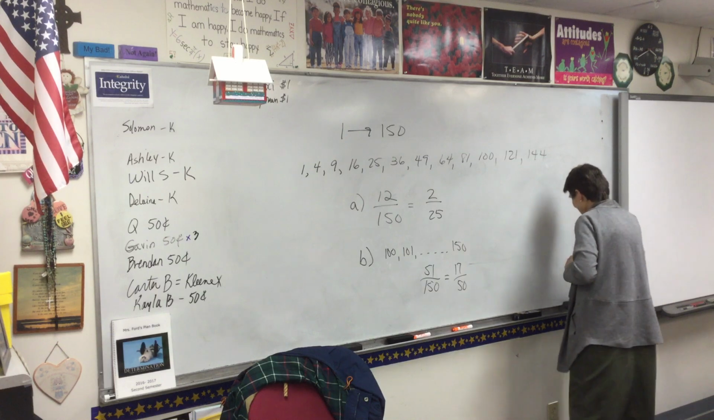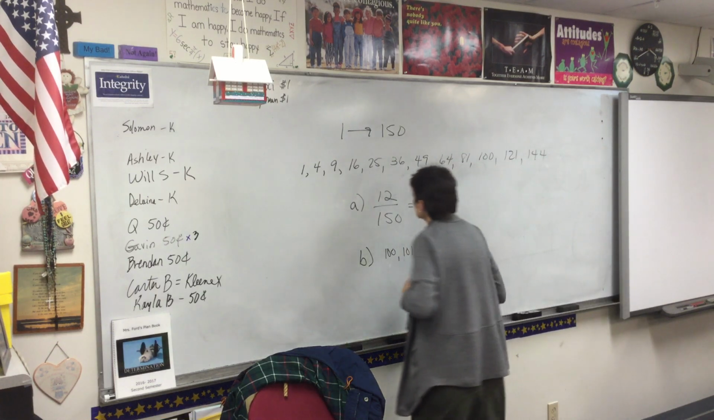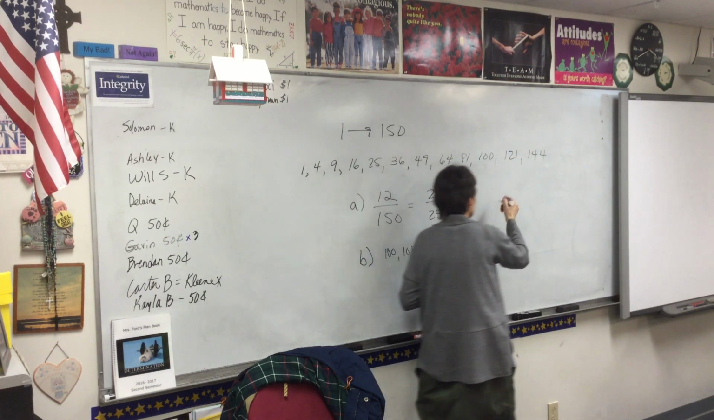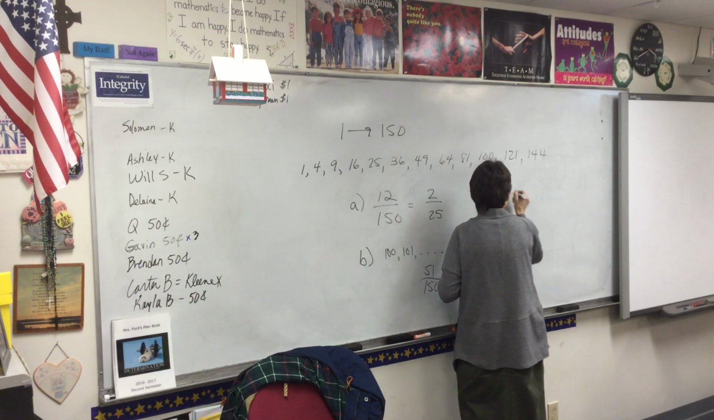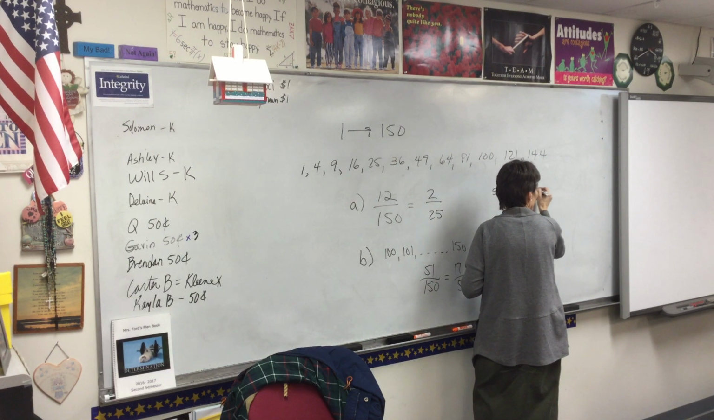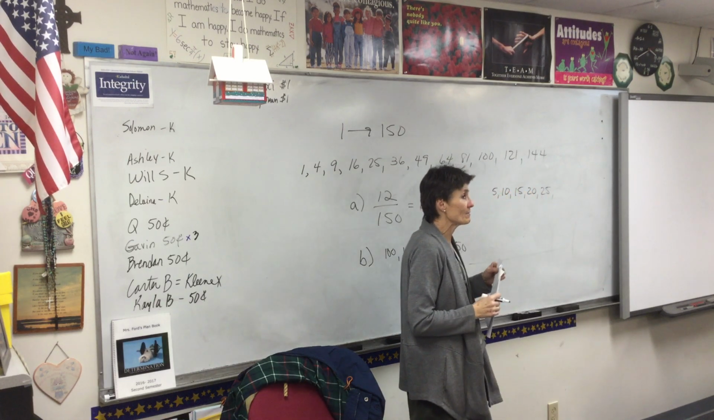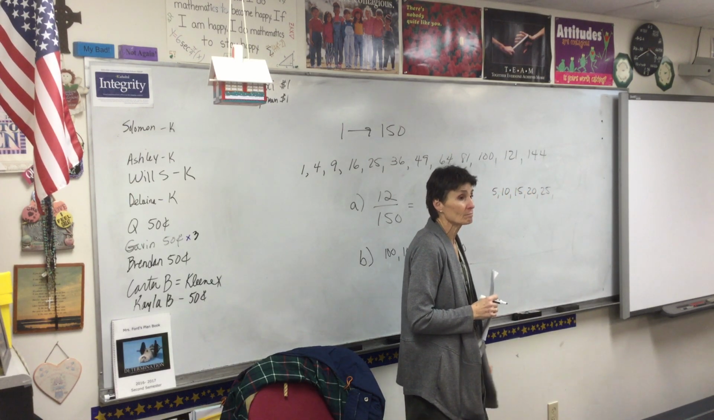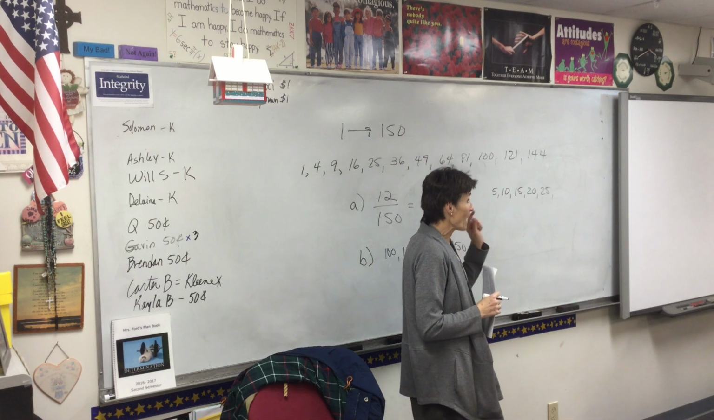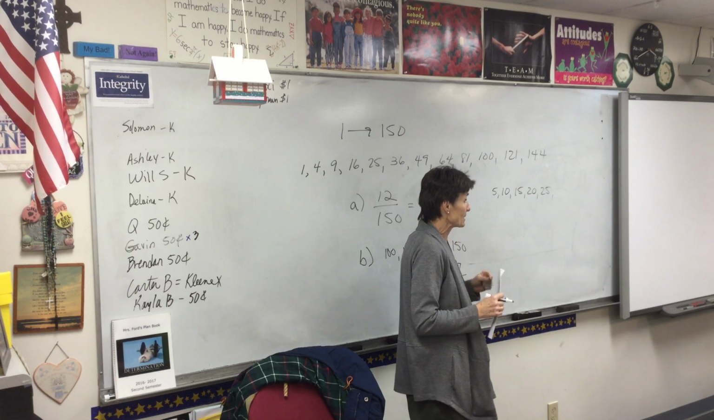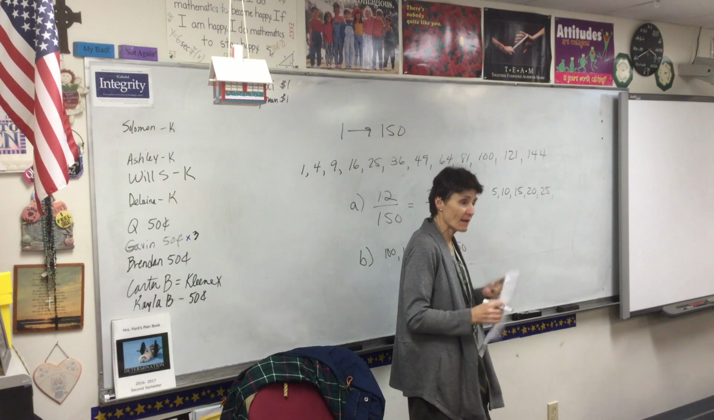Divisible by 5. So what are those numbers? 5, 10, 15, oh my gosh, there's a lot of them. So one option we have is to write them all out and count them up. If that's how you feel safe, how you feel confident, then that's what you're going to do.